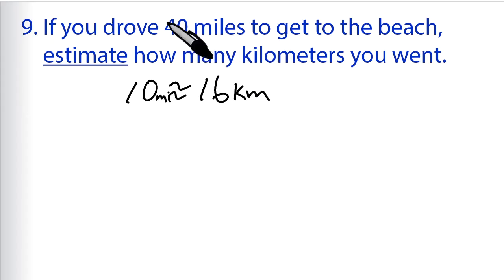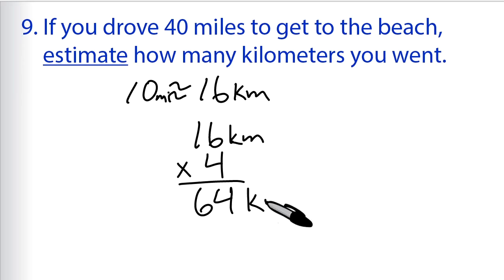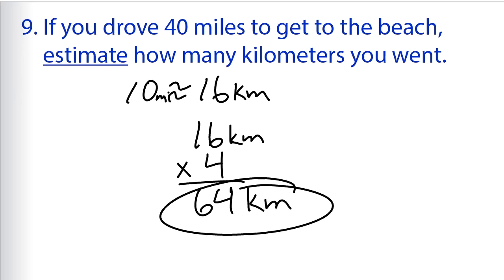And we drove 40 miles to get to the beach, and we're going to use this estimate to calculate how many kilometers we went. 40 miles is 4 times as big as 10, so we would multiply the 10 by 4 to get 40 miles, so we'll multiply 16 by 4 to get how many kilometers we want to go. Or that we already went, actually. So 4 times 16 is 64. So the distance we went in kilometers is 64 kilometers.